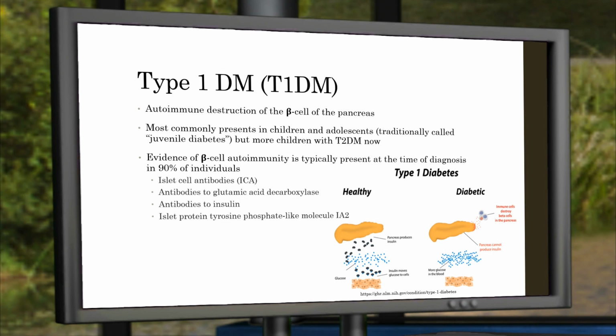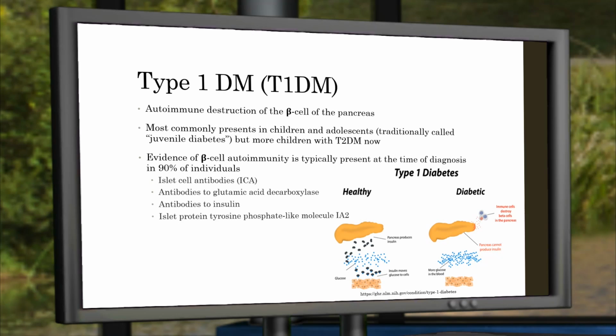As I mentioned before, it has traditionally been called juvenile diabetes just because it usually presents in children or adolescents. We usually catch type 1 diabetes early, but we've gotten away from calling it juvenile diabetes because we have so many more children now being diagnosed with type 2 diabetes due to being overweight and things like that. You can't really refer to it as juvenile diabetes anymore because we have a lot of juvenile patients with type 2.